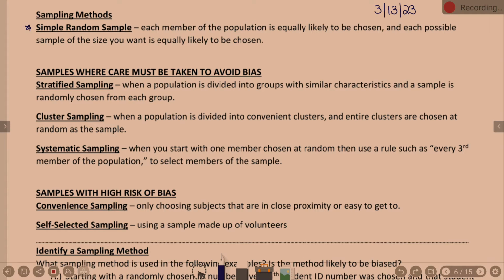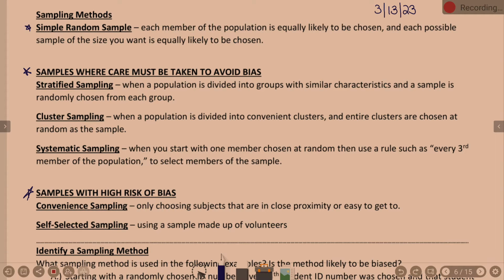The rest of these are broken into two categories. There is a category where there are samples where care must be taken to avoid bias, so there might be some bias. And then there are samples where there's a high risk of bias. Okay, so it doesn't mean that the bias is there to exist, but it means there could be a strong chance of it. So let's go through the definitions of each of these.